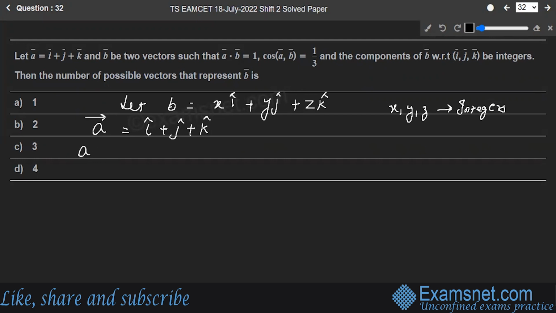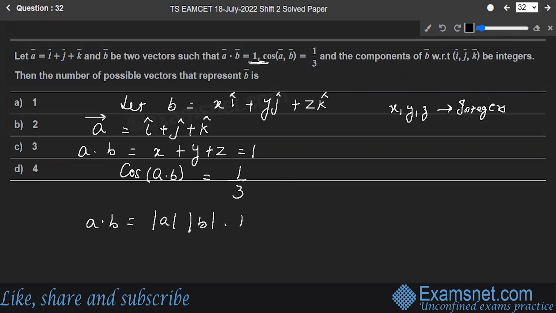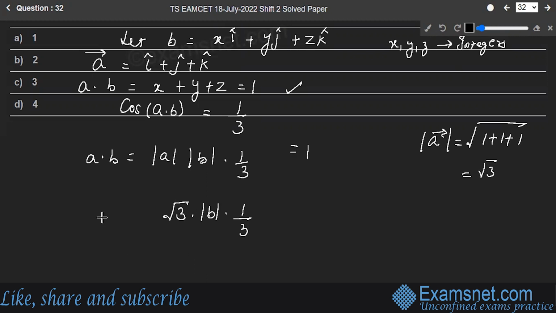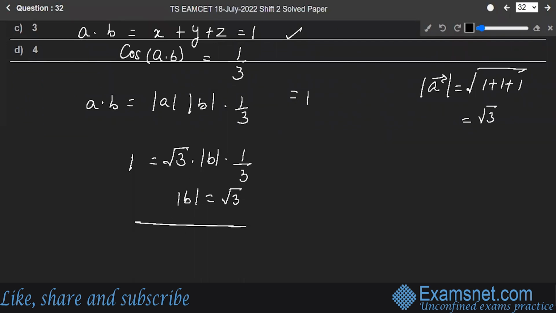This is A vector, and A dot B is equal to X plus Y plus Z. This is given to us as 1. Also, cos of the angle between A and B is equal to 1 by 3. You know one thing, A dot B is equal to modulus of A, modulus of B into cos of the angle between them, which is given to you as 1 by 3. So modulus of A is root of 1 plus 1 plus 1, that is equal to root of 3. So root of 3 into modulus of B into 1 by 3 is equal to A dot B, which is 1. So that means modulus of B is equal to root of 3.